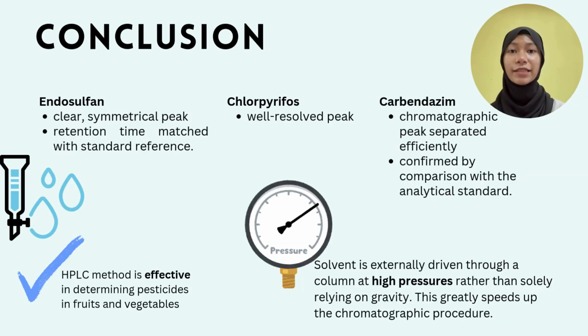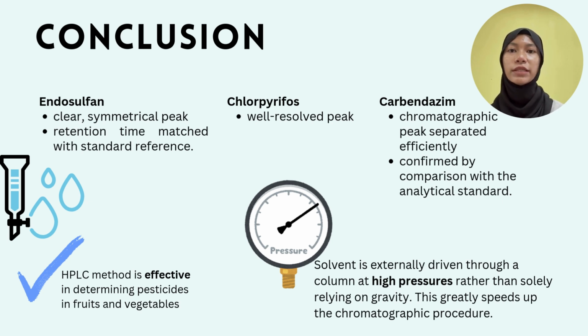Thank you. In the analysis of endosulfan, we can see a clear symmetrical peak which was confirmed by matching retention time with standard reference. This indicates the technique's high accuracy. From the analysis of chlorpyrifos, a well-resolved peak was identified. In the carbendazim compound, the chromatographic peak was separated efficiently and was confirmed by comparison with the analytical standard. To conclude the study, the HPLC method is effective in determining pesticides in fruits and vegetables due to its precise and quick identification of a variety of natural and synthetic compounds.